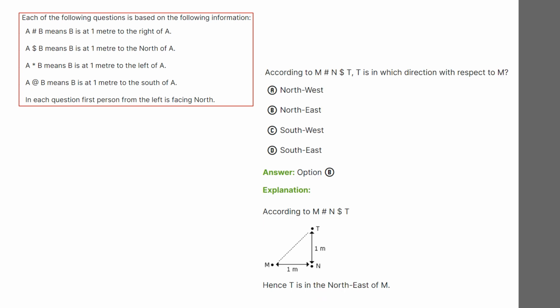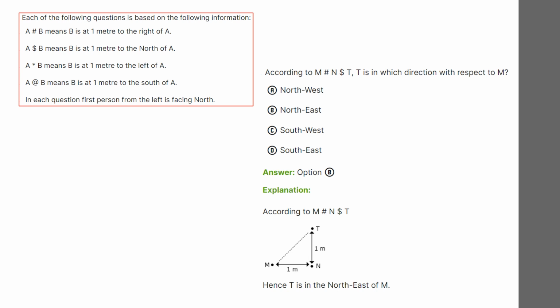Now coming to the next question for the same description. According to M hashtag N dollar T, T is in which direction with respect to M? So now you can see here the hashtag symbol indicates that the second variable is at 1 meter to the right of the first. Now it means that N is 1 meter to the right of M. So now the M point is fixed. From M, if you go 1 meter to the right side, the N point is fixed.